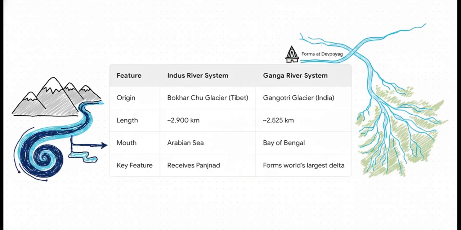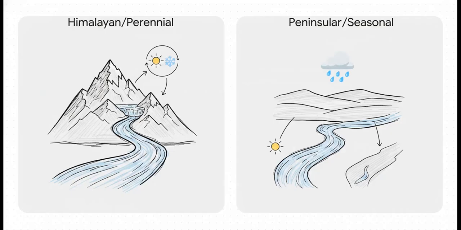You'll notice the Indus is a bit longer, and of course, their final destinations are on opposite sides of the subcontinent: the Arabian Sea for the Indus, the Bay of Bengal for the Ganga. But their key features really tell the story. The Indus is defined by collecting the Panjnad, while the Ganga is famous for creating the largest delta in the world.